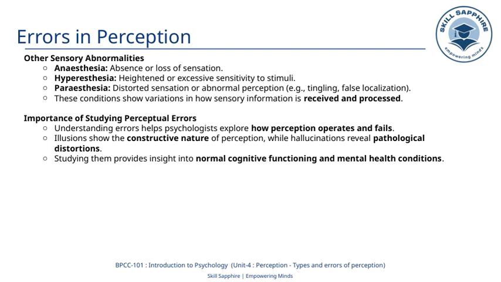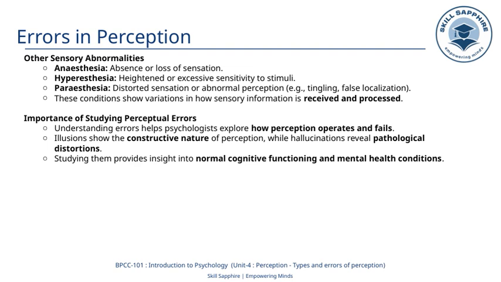Then there's paresthesia, which is a bit more unusual. It's characterized by distorted sensations or abnormal perceptions, like tingling or a false sense of localization, where sensations seem to be coming from the wrong place. These conditions highlight how differently sensory information can be received and processed, and they remind us that perception isn't always perfect. Now, understanding these perceptual errors is really important for psychologists because it helps us explore how perception normally works and where it can go wrong.